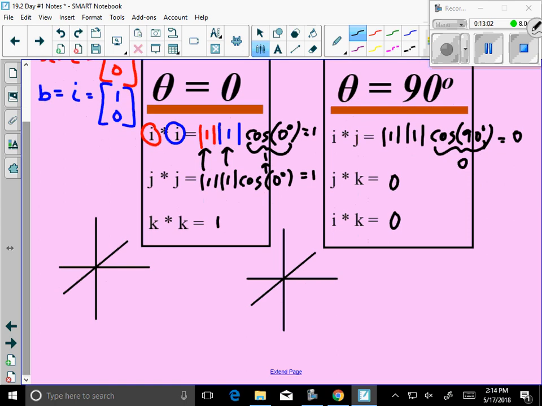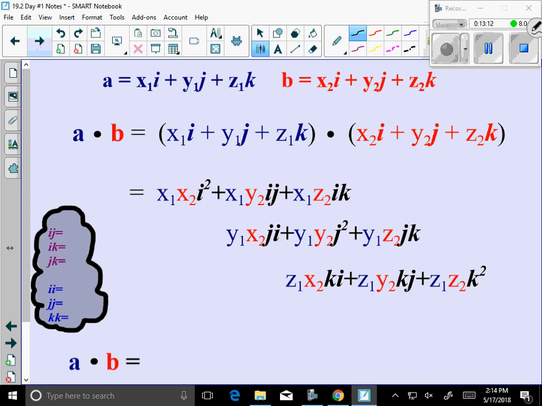So here's the proof. Anytime I see a number or a letter times itself, I'm going to get 1. Anytime I see a letter times another letter, I'm going to get 0. Let's go to this slide and see what happens. I have simplified this slide. It may not seem like it, but I have simplified this slide. If I were to take A times B here, would you agree I'd have to do something like FOIL on steroids?